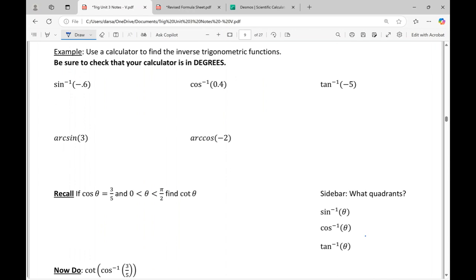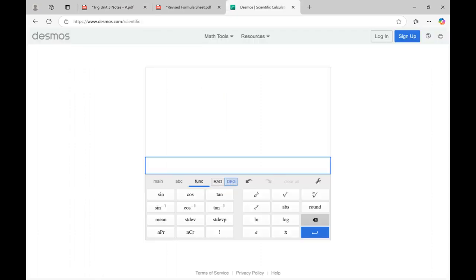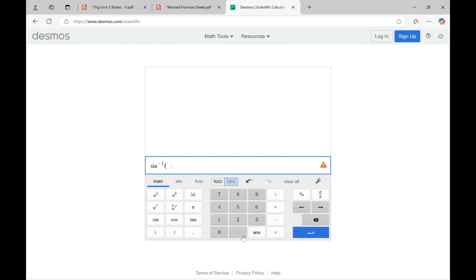So we want to use the Desmos scientific calculator to find the sine inverse of -0.6. Remember, this answer should come out in quadrant 4 and should be a negative number of degrees. We're going to get our answers in degrees when we're using our calculator. So here is the sine inverse button. It is the one with the -1 on it, and we're going to put in sine inverse of -0.6 and close the parentheses.